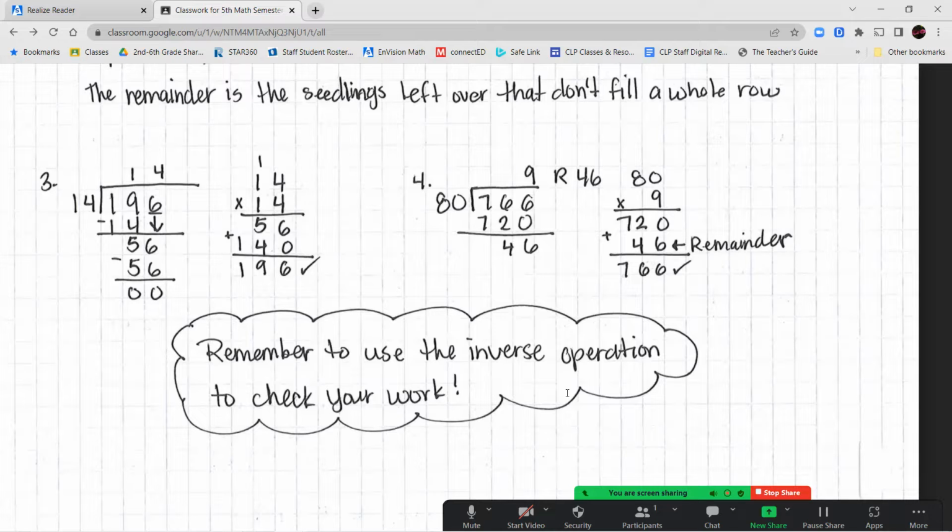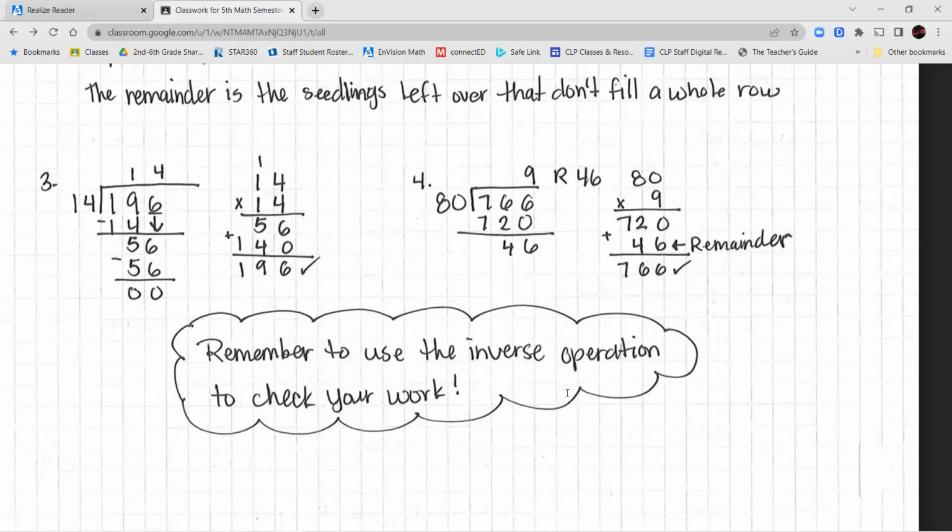Remember to always use your inverse operation to check your work. This is really important, and it helps you catch silly mistakes that happen all the time. So please do your work carefully, show all of your steps, and use your inverse operation as a final check to make sure that you did everything correctly.